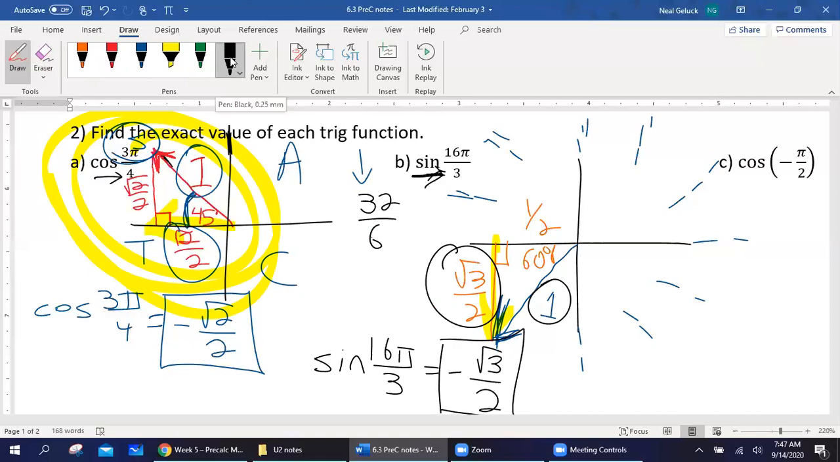The same answers are going to keep repeating themselves over and over on this because we only have 2 special right triangles. There's only so many side lengths that I can use.